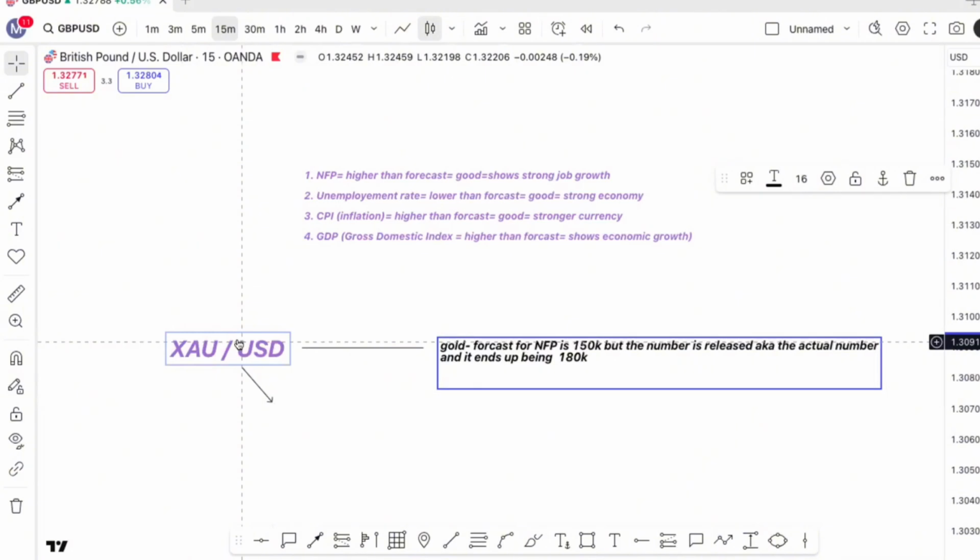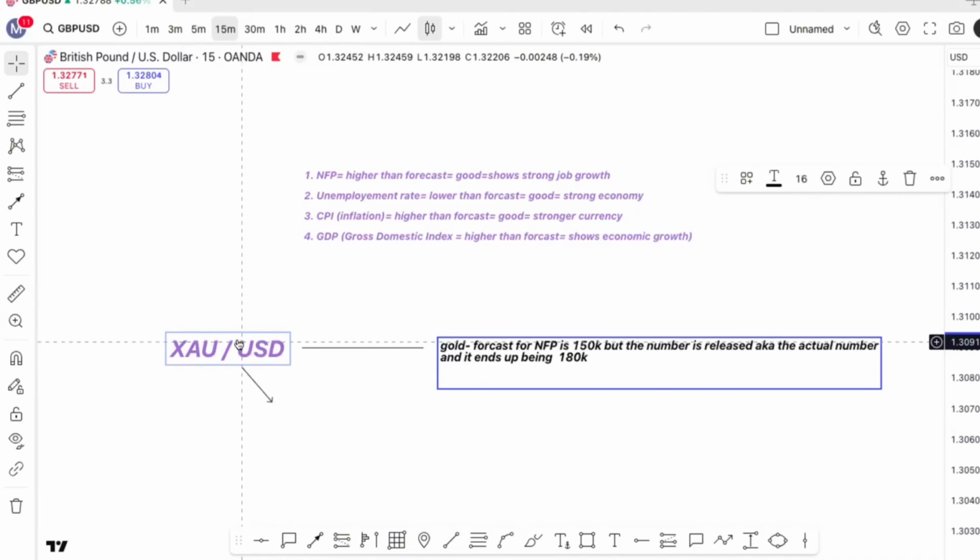So this is what I mean by using economic data, by using fundamental analysis, aka all the economic data that I'm talking about, to help with your trading. This is how you can use it, because it can help predict where the markets might be headed next, okay?